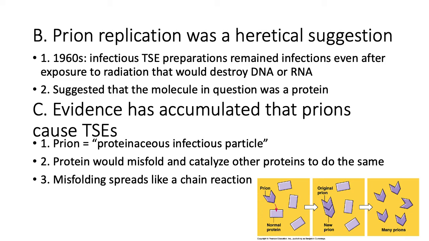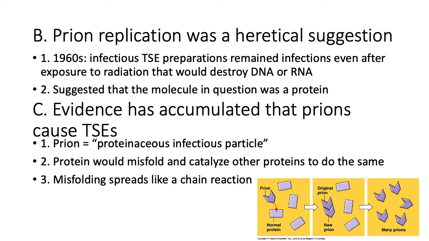Okay, so prion. Back in the 1960s, they were trying to pass TSEs in controlled experiments to figure out how it was spread. But they noticed that these TSEs would still remain infectious after they were exposed to radiation and to other harmful chemicals that destroy DNA and RNA. So it ruled out that TSEs were caused by nucleic acids. So it had to be a protein. So prion stands for proteinaceous infectious particle.